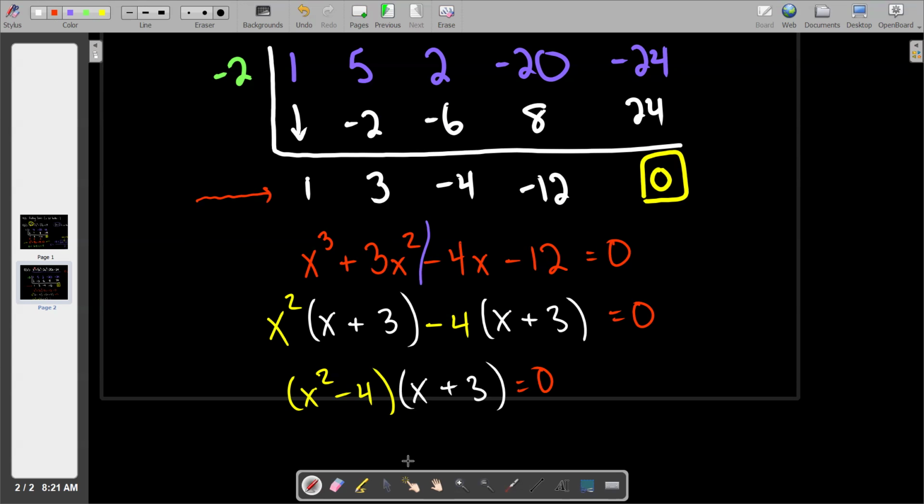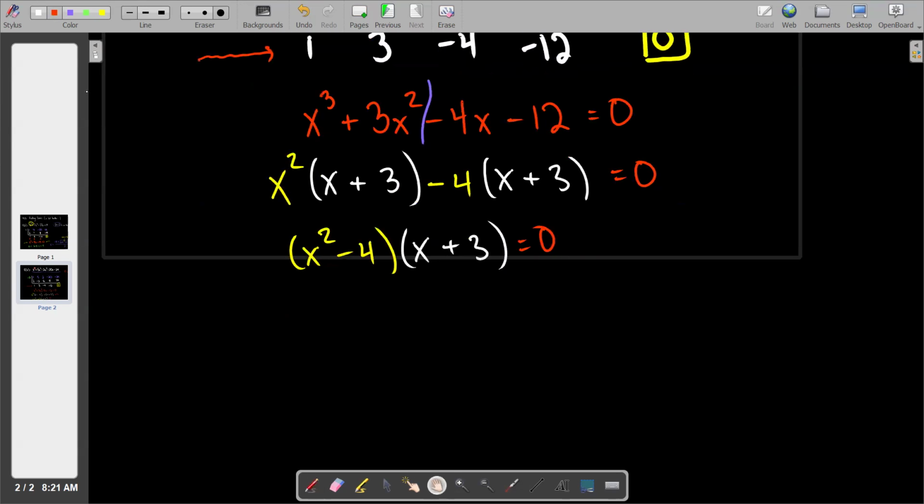We still don't have enough really just explicitly to state the zeros, but we're almost there. What do we see? I see a difference of 2 squares. You do too. I see an x plus 2. I see an x minus 2. I see an x plus 3. And now I can pop out of this 3 answers.